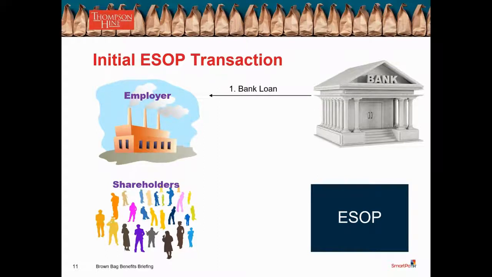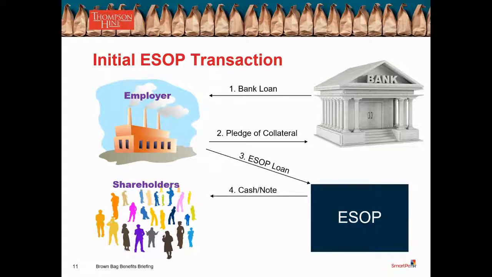What happens is the employer borrows money from the bank. The employer then sends that bank loan to the ESOP. And I missed a step. For that bank loan, of course, the bank's going to take a pledge of collateral on the employer. They're going to take a lien in the employer's assets, their accounts receivable, any real property they have. The company turns around and takes the proceeds from the bank loan and lends it to the ESOP. The ESOP then takes the cash and delivers it to the shareholders for the stock.